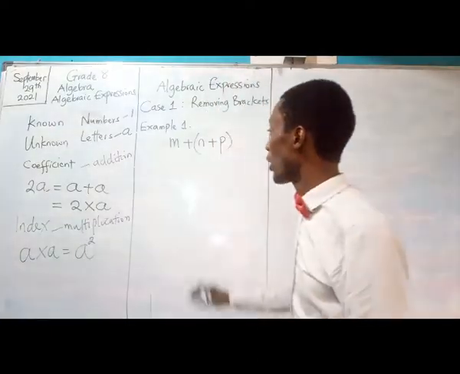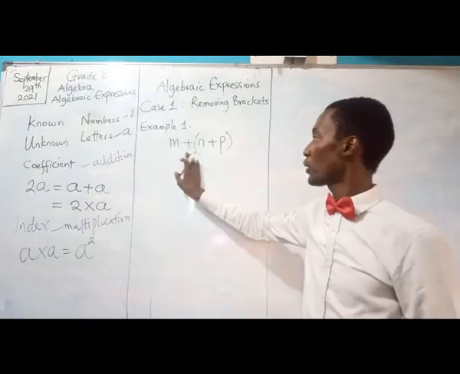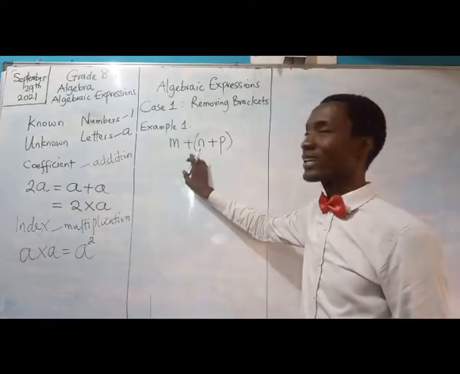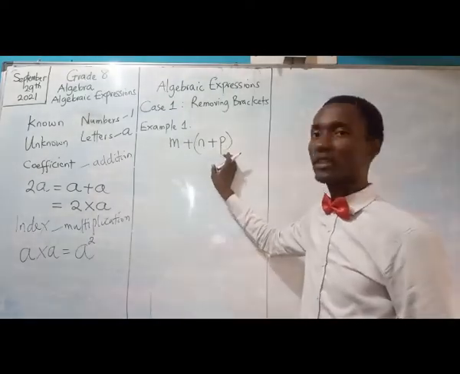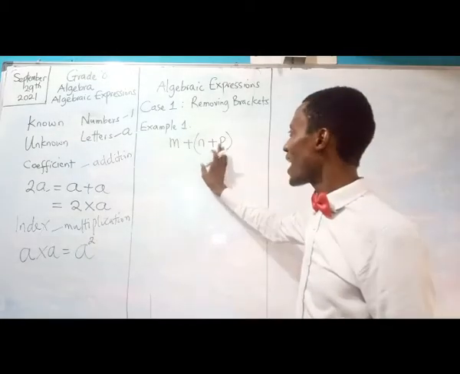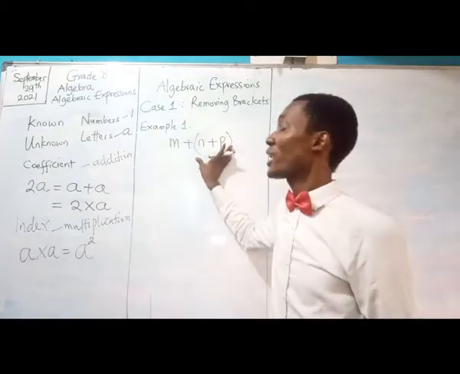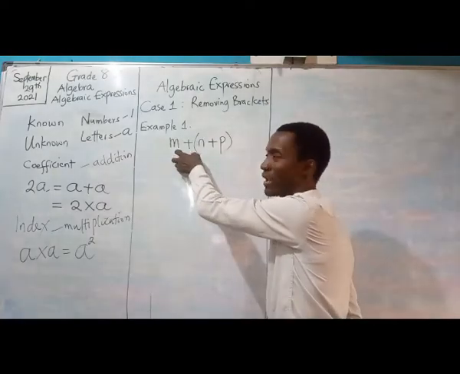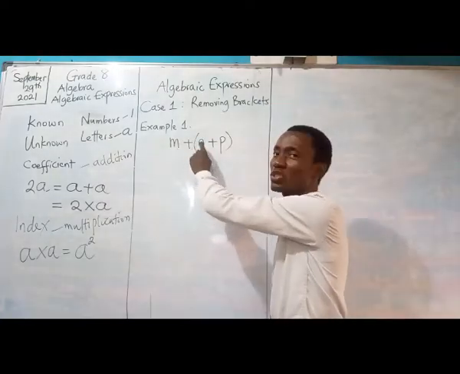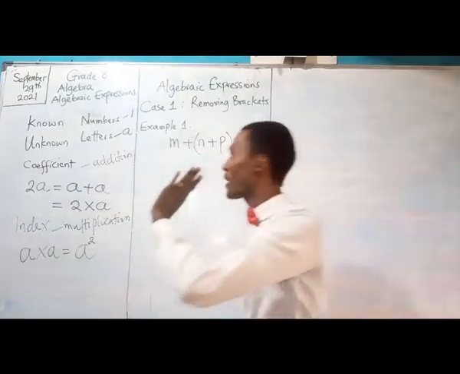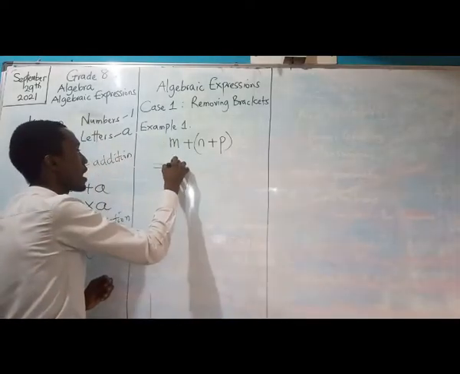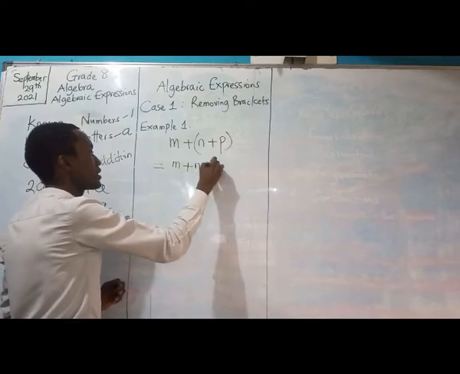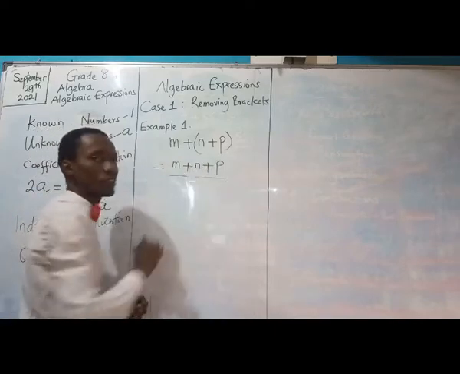Okay, now the first problem we're going to consider says m plus bracket open, n plus p bracket close. Now, our task is to remove this bracket. Now, the simple rule that applies here is this. If you have a plus sign before the bracket, it does not affect the content. So my next line will simply be this. M plus p. And that solves that.